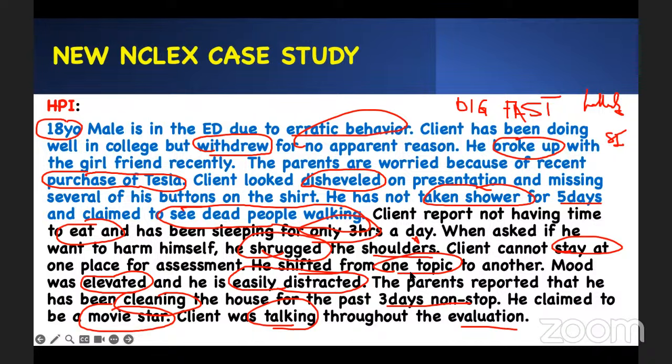He has no shower, not taking care of himself. He sees dead people, he's hallucinating. He has not eaten anything for 3 days and he's not sleeping either. When I asked if he can harm himself, he shrugged his shoulder, suicidal ideation. He can't stay still. He's shifting from one topic to another. Mood is elevated, easily distracted. And the parent reported that he's been cleaning the house for 3 days nonstop. He claimed to be a movie star, grandiosity, and he's talking throughout the evaluation.